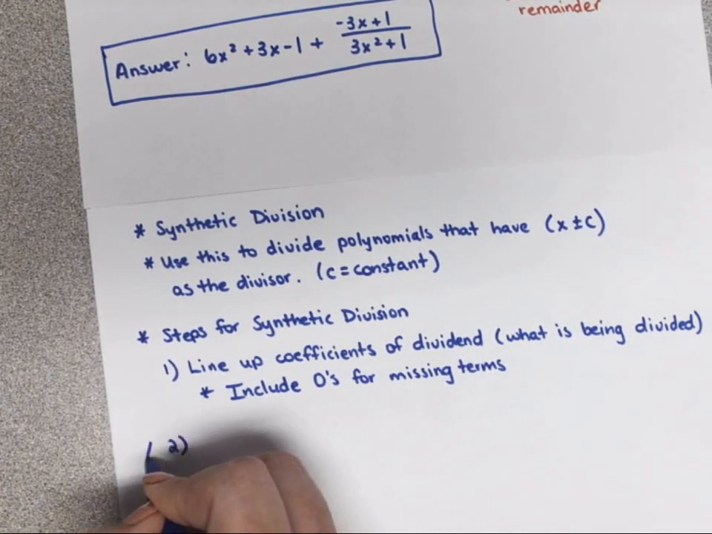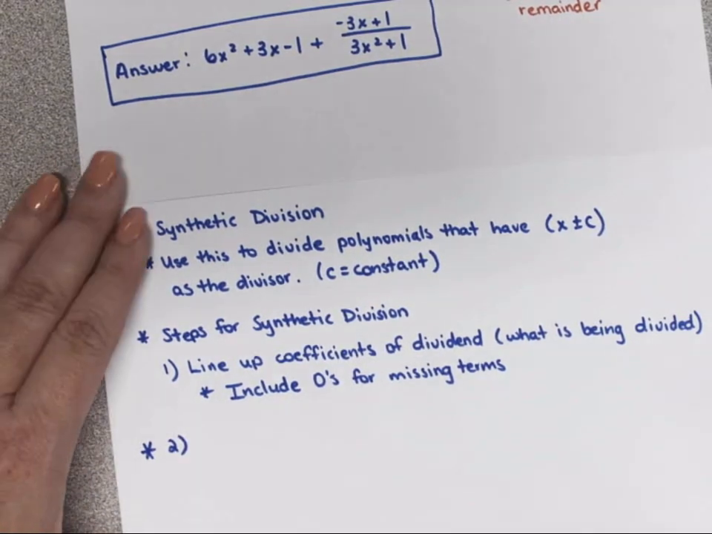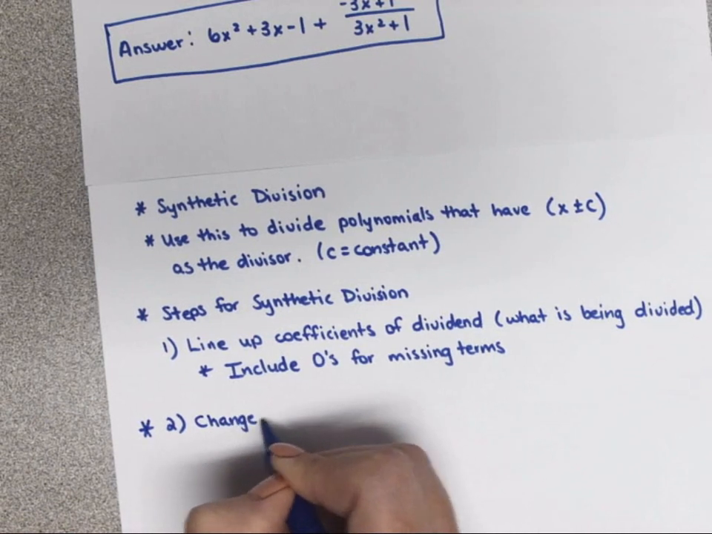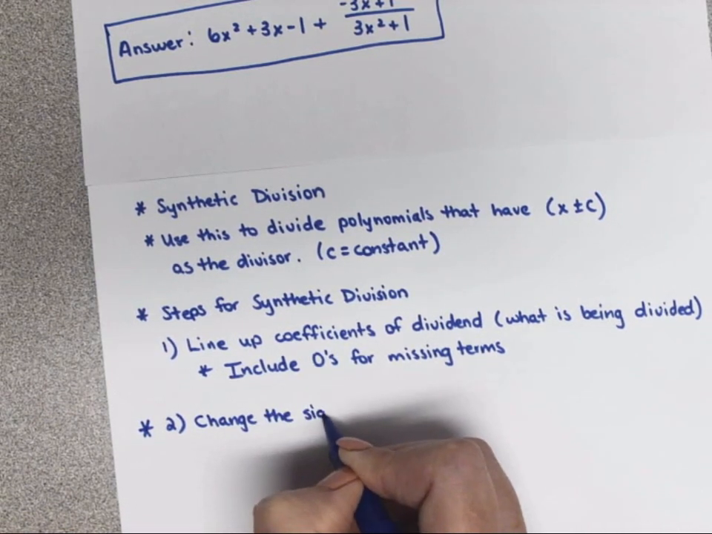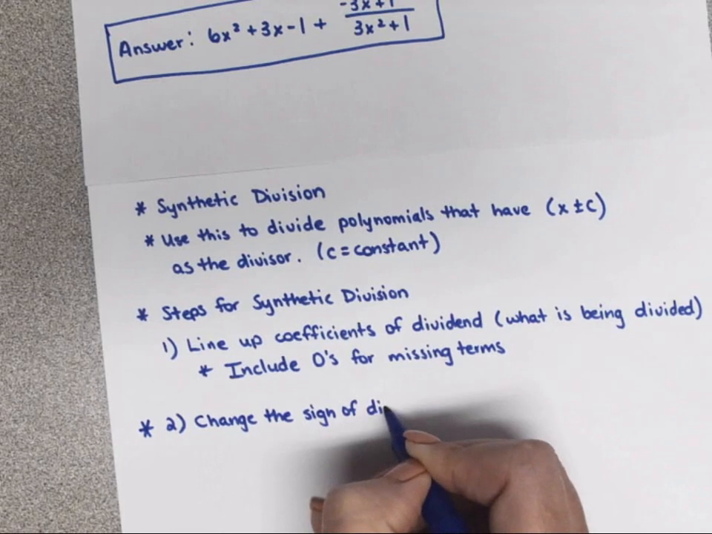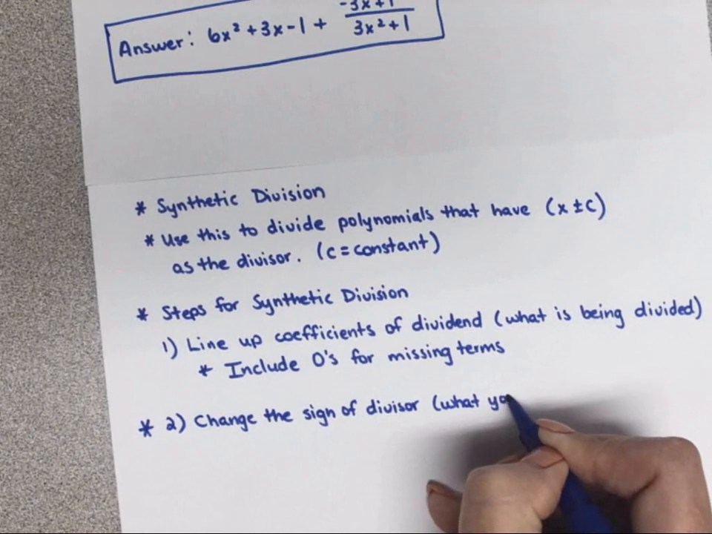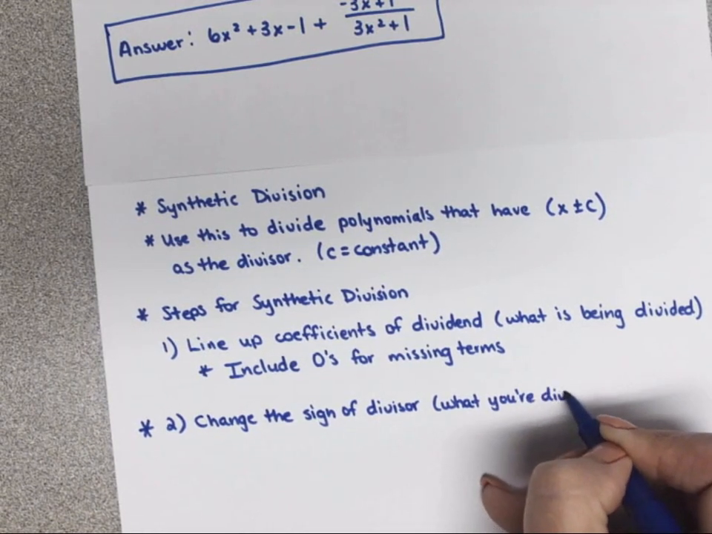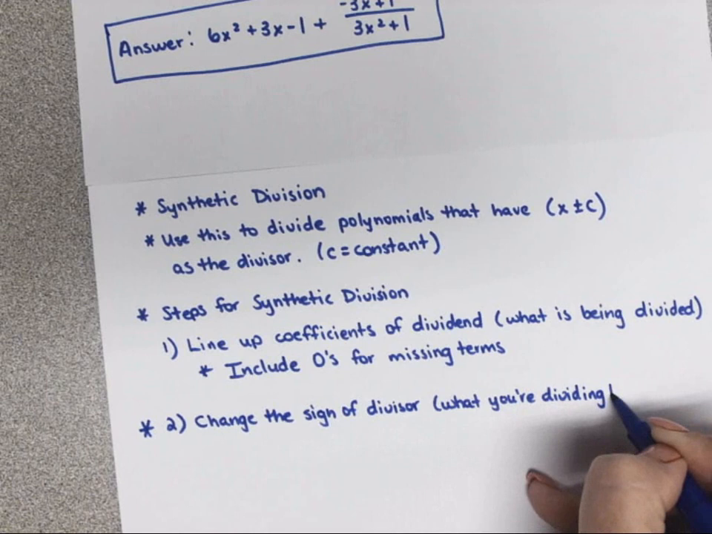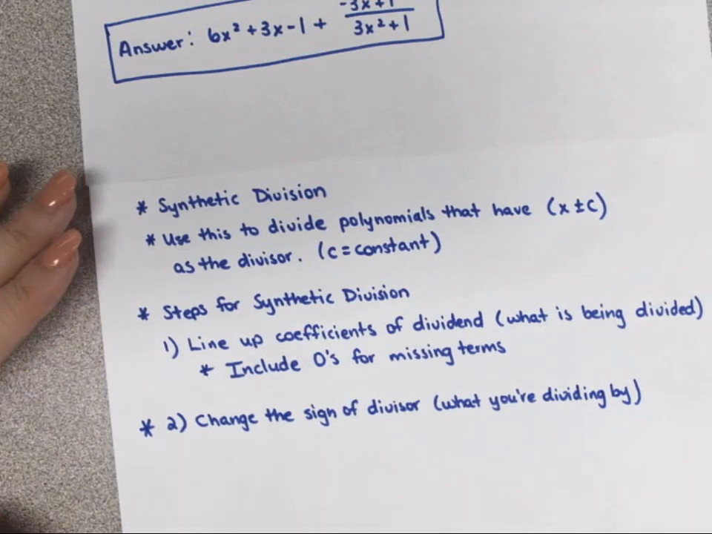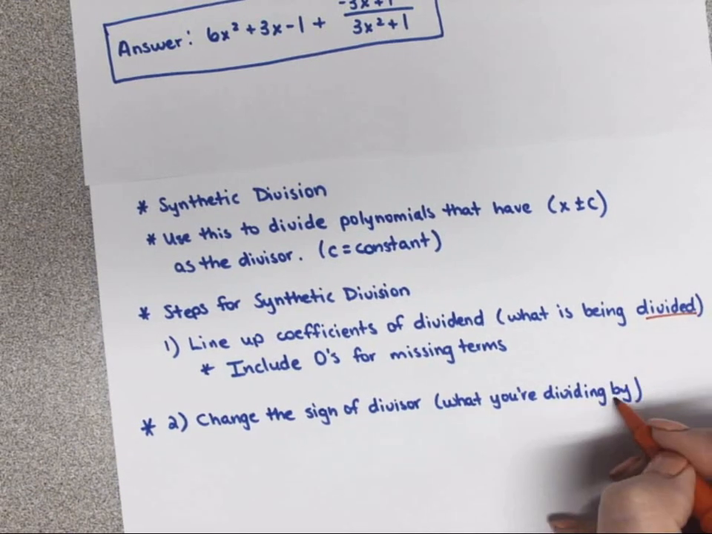Step number 2, I'm going to put a star by this one, not because it's hard, but because lots of people forget it. Step number 2 is to change the sign of the divisor. And if you're not sure about your vocabulary, divisor is what you're dividing by. So the dividend is the bigger power thing that you're dividing into. The divisor is the smaller power thing that you're dividing by. So this is what is being divided. This is what you're dividing by.